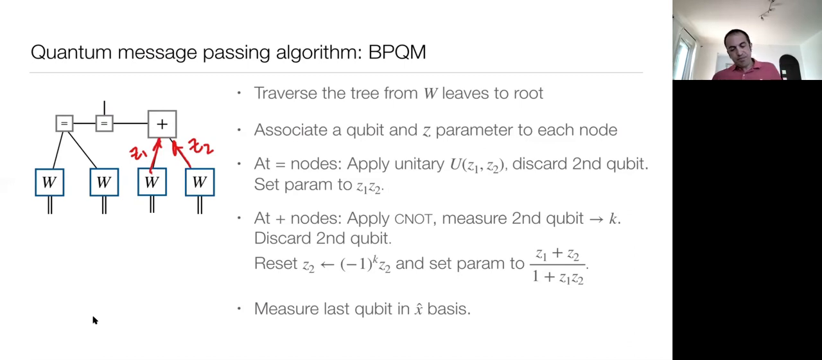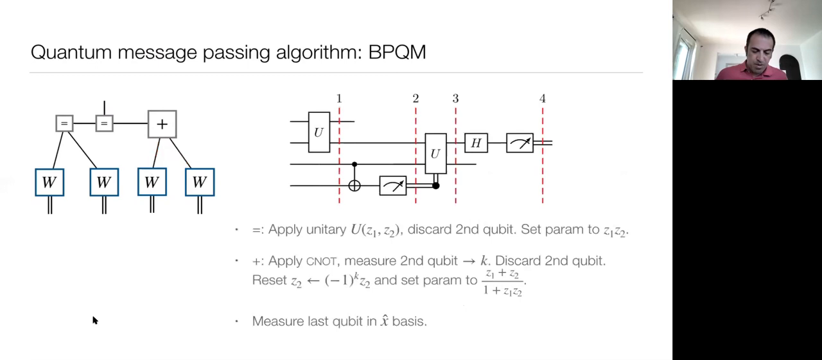Okay, so let me give an example of this. Here's the circuit that is constructed when we do this. Over here, of course, the graph is the same. So here's the unitary that we need to apply. We're going to apply it to the first two qubits. We discard the second qubit.